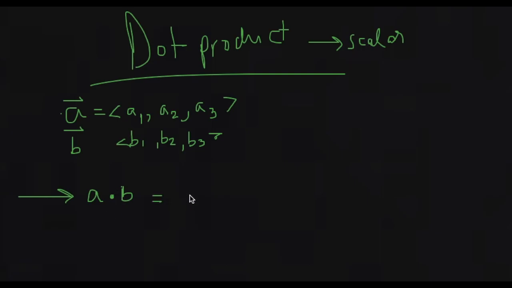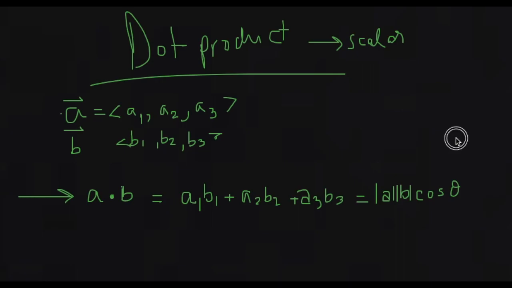A dot B is going to be equal to a1 b1 plus a2 times b2 plus a3 b3, which is the same as the magnitude of A times the magnitude of B times cos of theta. Theta is the angle between vectors A and B. Note that the dot product of B and A is the same as A dot B. It doesn't matter if you flip it around, as long as the variables are the same. Let's do an example with finding the dot product.